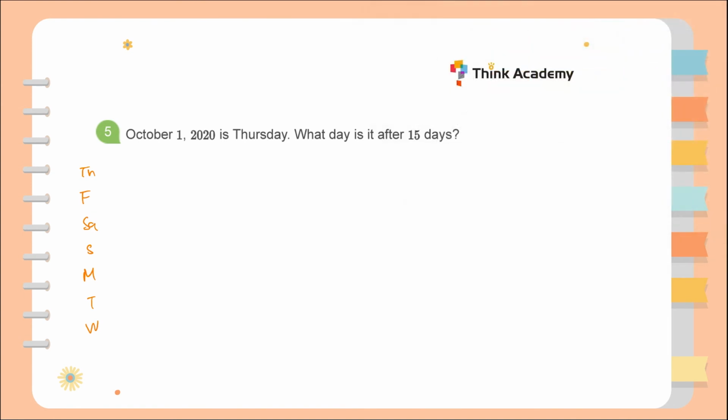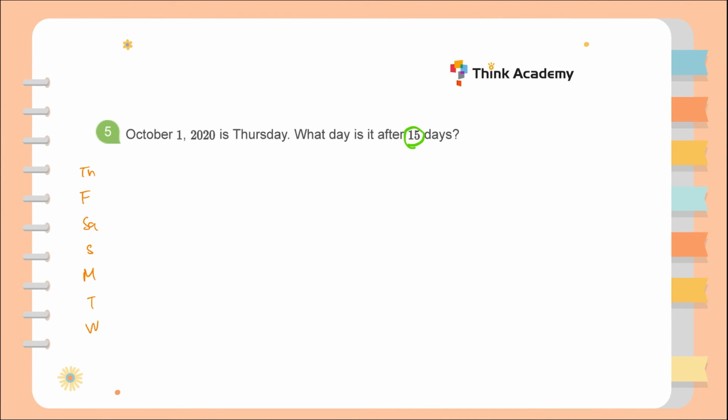Here we have October 1st is a Thursday. Okay. We want to know what is the day after 15 days. Well, we can count one by one. Thursday is October 1st, so Friday is October 2nd, so Saturday is October 3rd. That's going to be too time consuming and boring, right? Let's figure out a faster way. We want to skip 15 days.